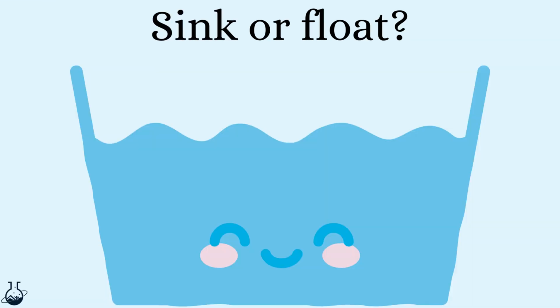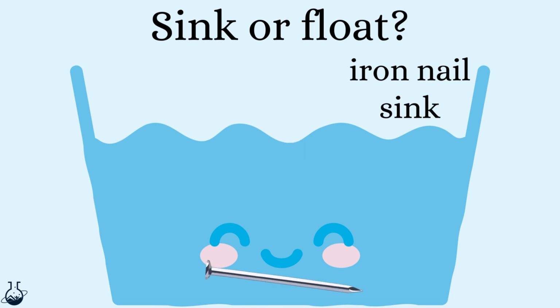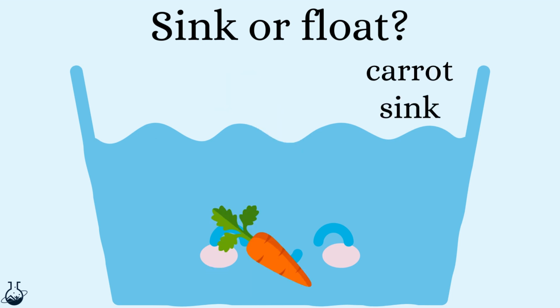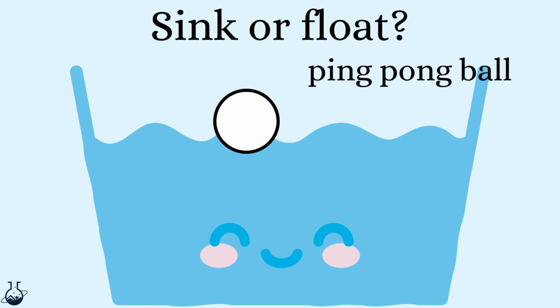We'll start off with a little game of sink or float. If I put some objects into water, try and guess whether you think it will sink or float. Starting with an iron nail. This would sink. A carrot? This would sink too. How about a ping pong ball? This floats on the surface of the water.